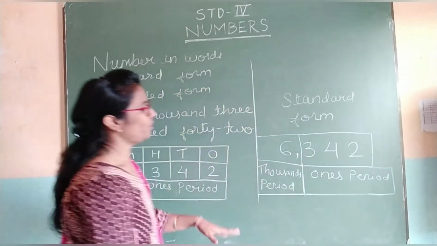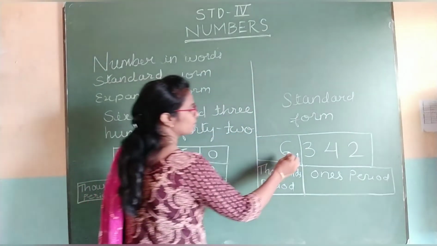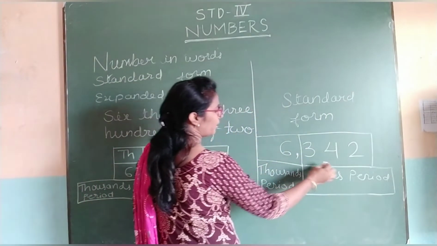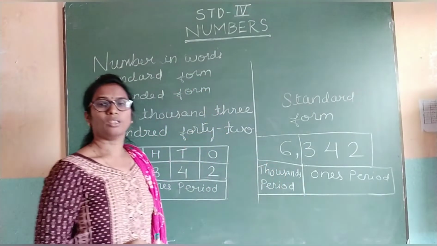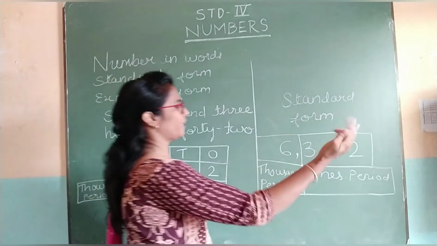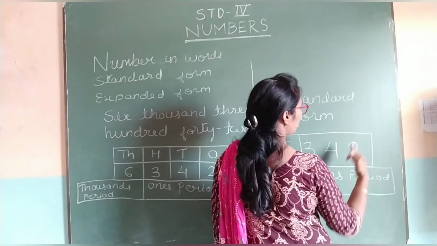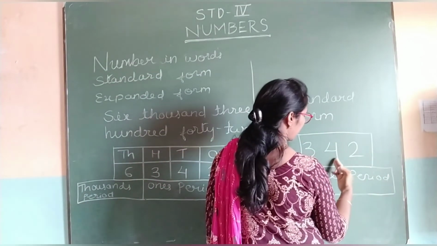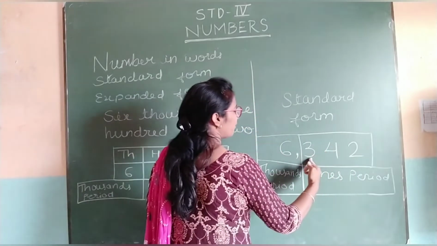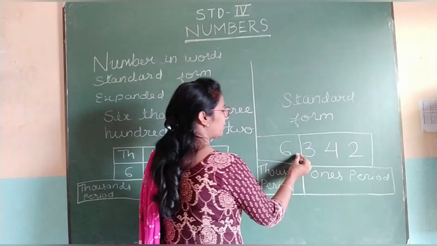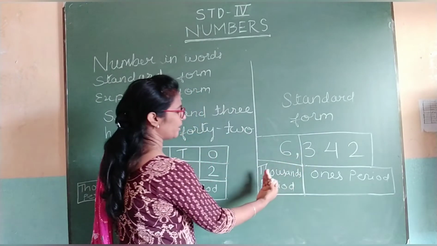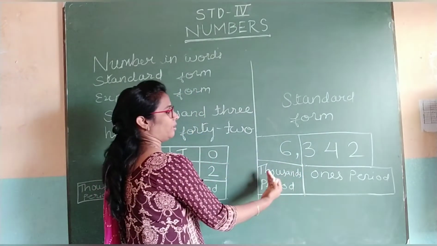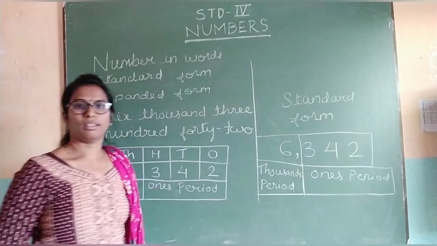So, we have given a comma in between these two periods. So, from the right side, we have to leave ones place, tens place and hundreds place and insert one comma. And here the thousands period is separated due to the comma.